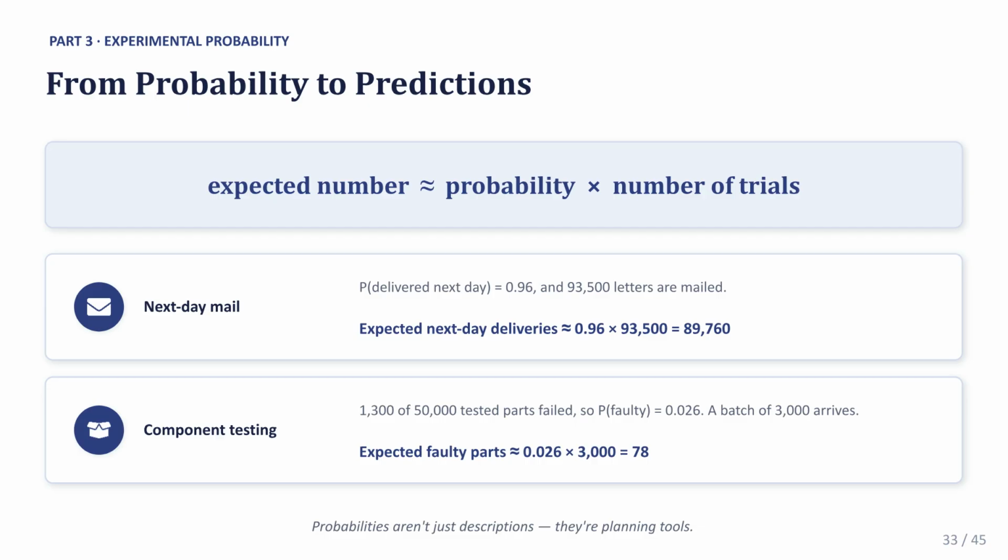Businesses use experimental probabilities to make predictions. By multiplying the probability by the number of trials, they can plan for outcomes. For a mail service, a delivery probability of 0.96 across 93,500 letters suggests around 89,760 next-day arrivals. Whether it's staffing or inventory, this simple multiplication drives real-world operational planning.